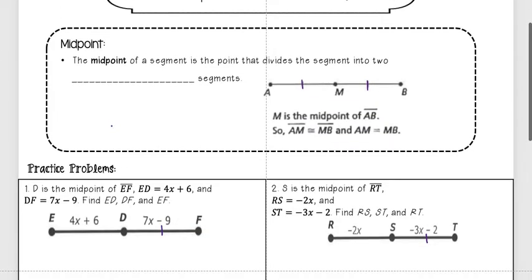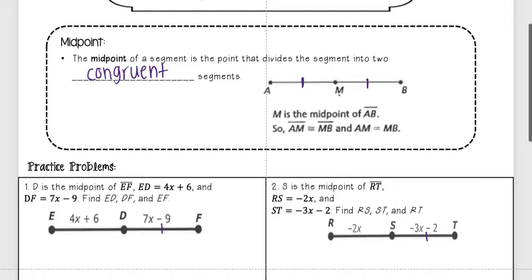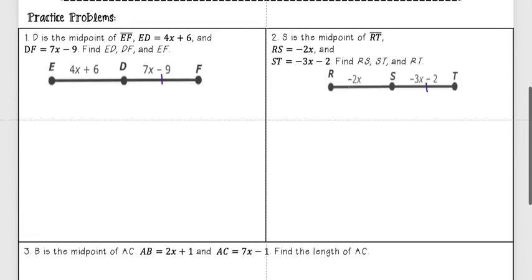So the midpoint of a segment is the point that divides the segment into two congruent segments. So here we see that M is the midpoint of AB, so that means that AM is congruent to MB. Or like we learned before, that also means that AM is just equal to MB. Those are both the same. And we mark that they're congruent with those tick marks. So let's go ahead and get into a problem.